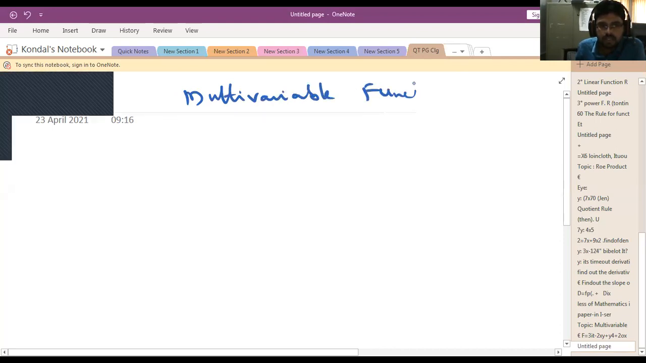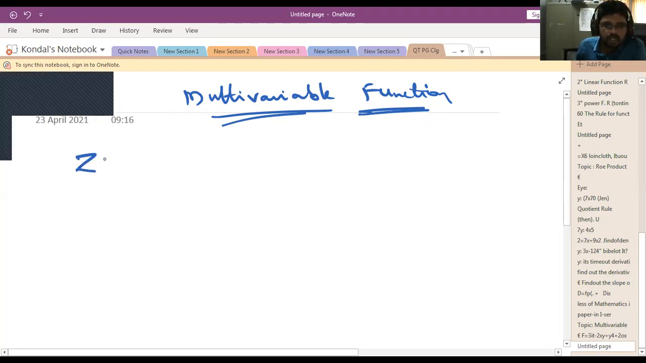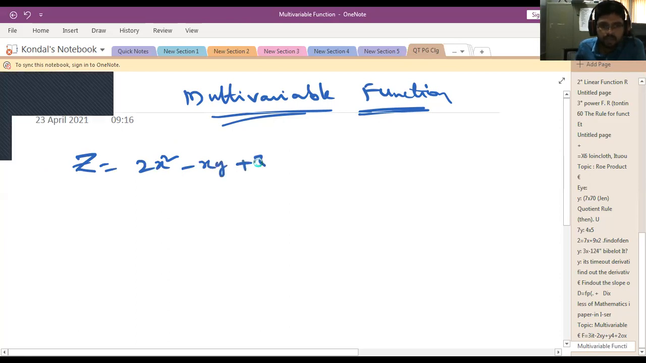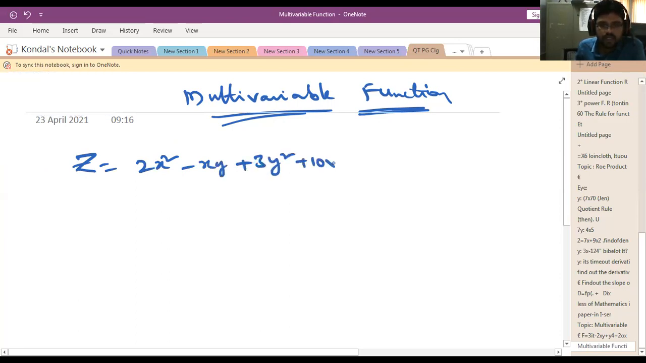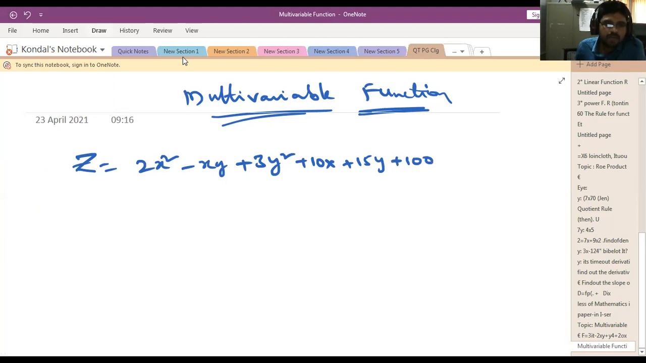More than two variables. So there is a functional relationship between one dependent variable and more than one independent variable, which is called a multivariable function. Last day we discussed a problem like this, for example: z is equal to x square minus xy plus 3y square plus 10x plus 15y plus 100. So this is a multivariable function.